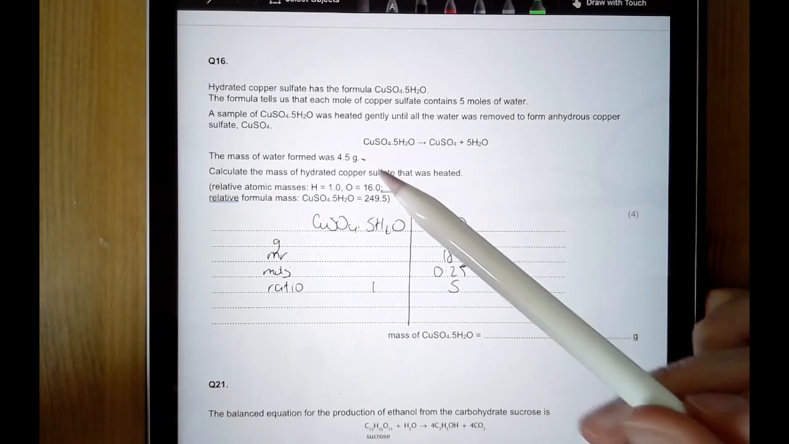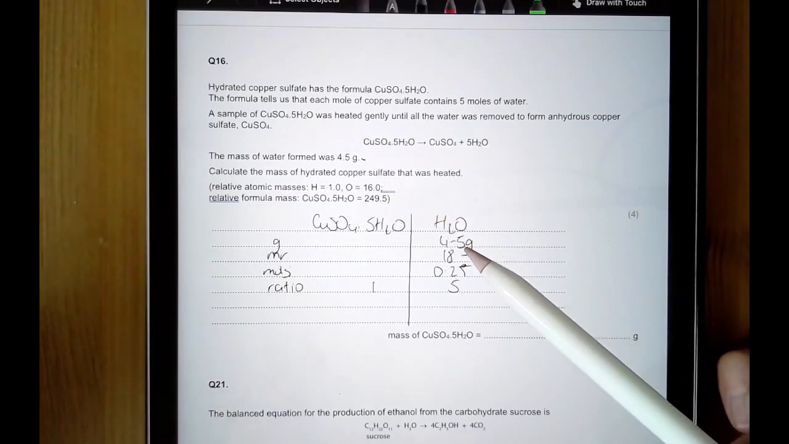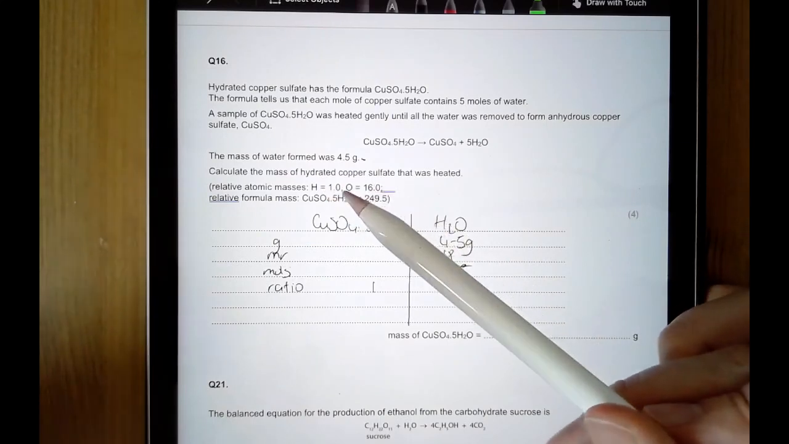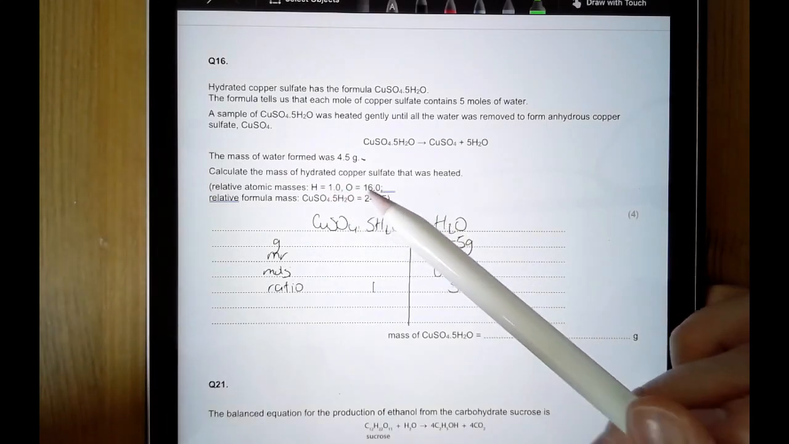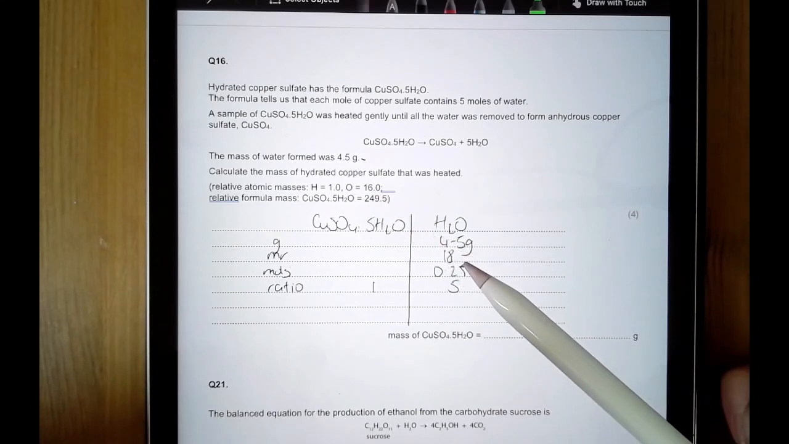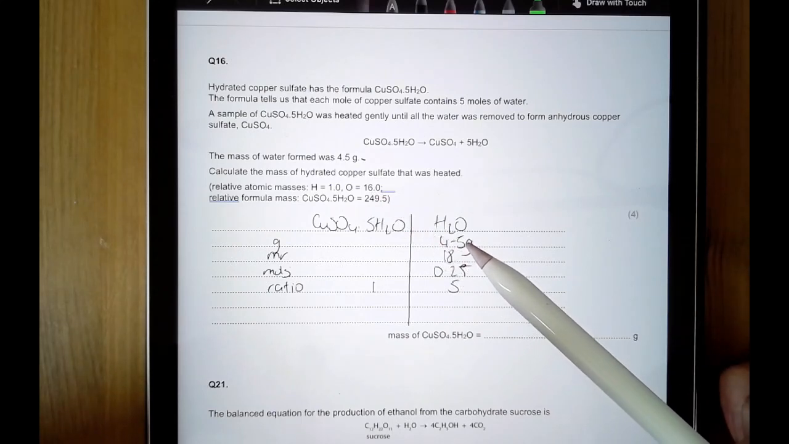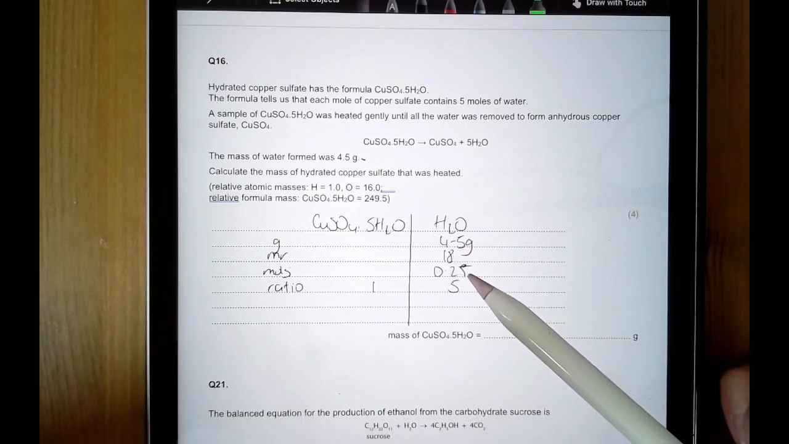I'm told I've got 4.5 grams of water. I can work out the formula mass of water using these numbers here. So there's 2 hydrogens, which gives me 2, plus 16 for oxygen gives me 18. Divide first. So 4.5 divided by 18 is 0.25.